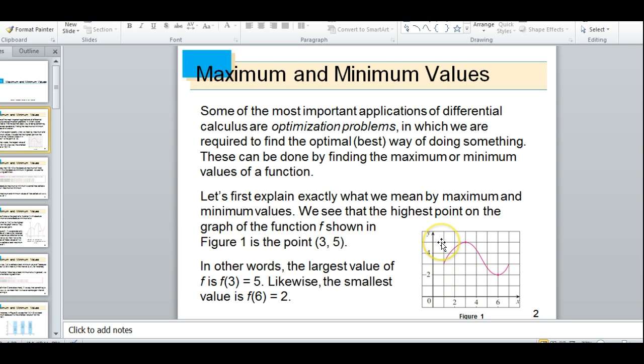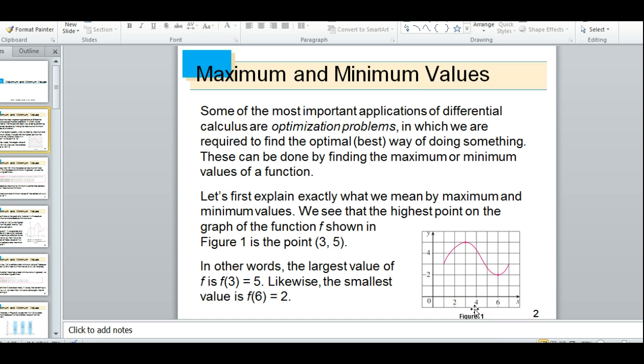Now this function increases between 1 and 3, and then decreases between 3 and 6, and then it increases again between 6 and 7. And whenever you give that appreciation about increasing or decreasing, it's always talking about the x values.